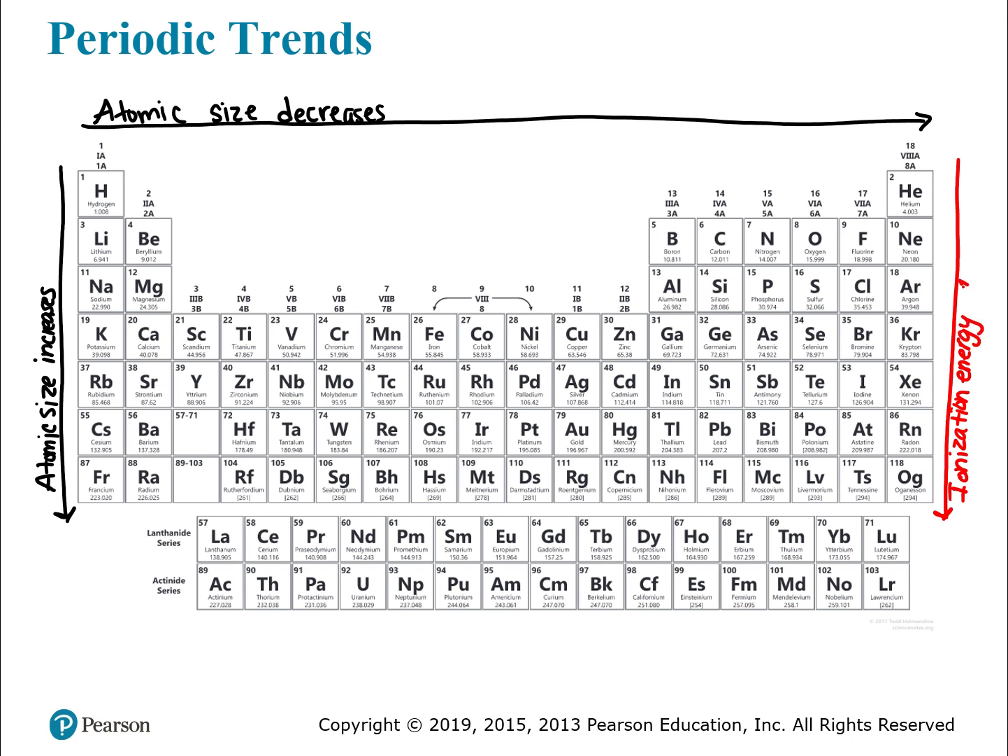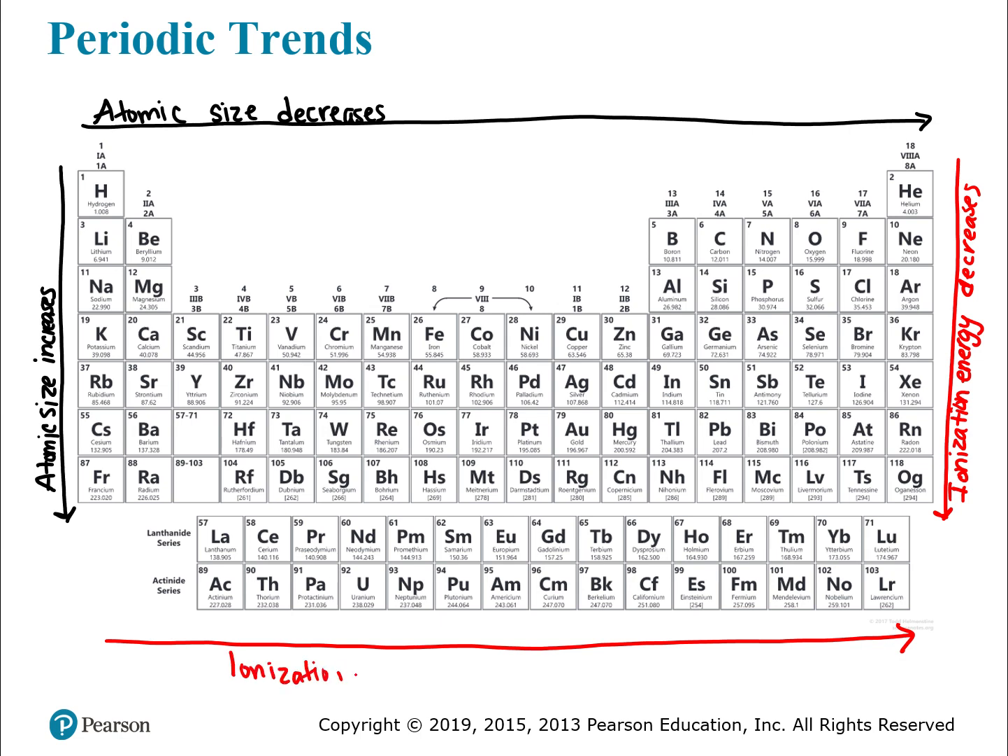And we said that it decreases from the top of the group to the bottom. And as you go from left to right across a period, it increases. So it's the opposite of atomic size.